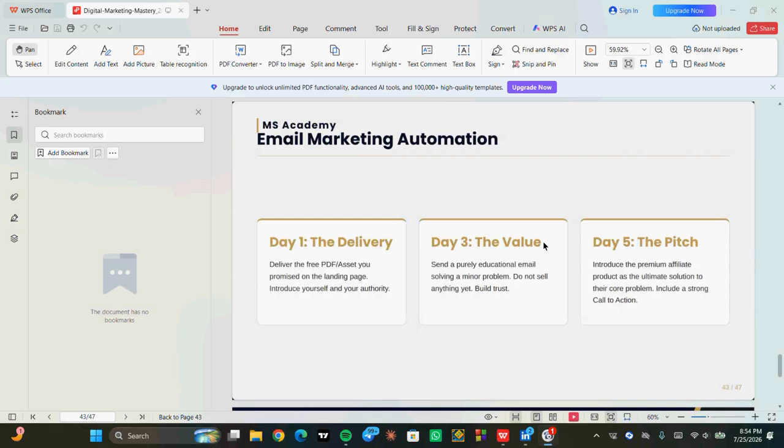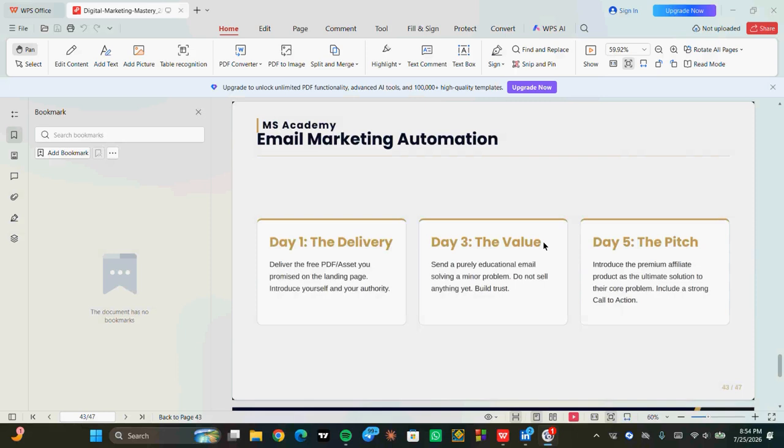Now, your day 5 is the pitch. The value would be done within day 3 and day 4, giving enough time to build trust between you and your customers. Now, there's day 5. That's the offer, the visible one. The objective behind this includes introducing the premium affiliate product as the ultimate solution to their core problems, and including a strong call to action.